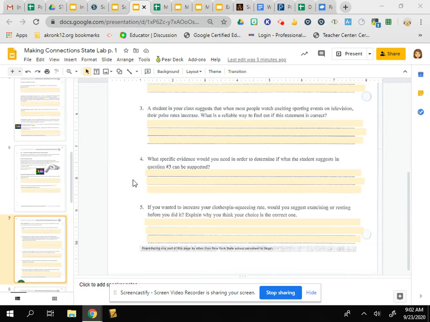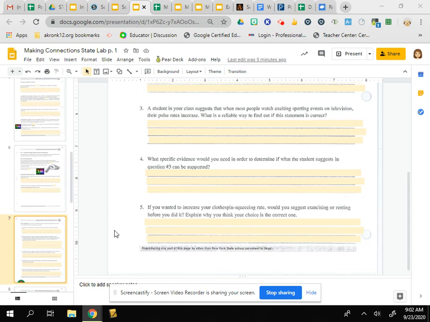And then number 4 is based on that same problem. What specific evidence would you need in order to determine if what the student suggests in question 3 can be supported? So if the student is correct, that watching exciting sporting events causes an increase in pulse rate, what would you have to see in your data, in your results, to prove them correct, to support that?